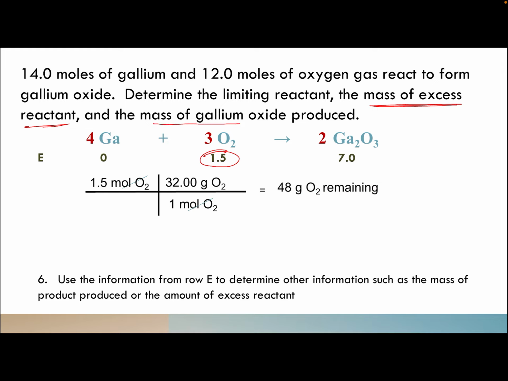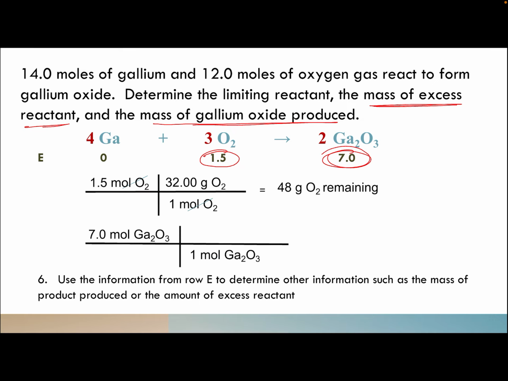And then we can figure out the mass of gallium oxide produced. So again, we're going to take our moles of gallium oxide, we use our molar mass, and we convert that into grams of gallium oxide. Okay, and we get that there are 1,300 grams of gallium oxide produced. So that's it. That's how we do this.